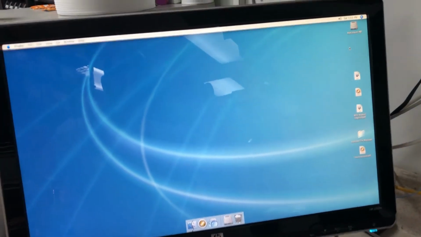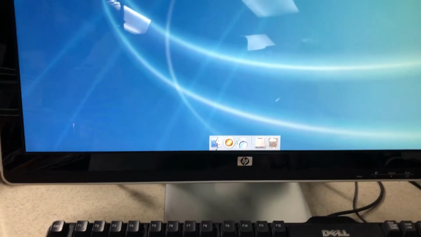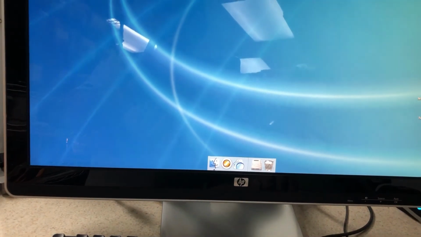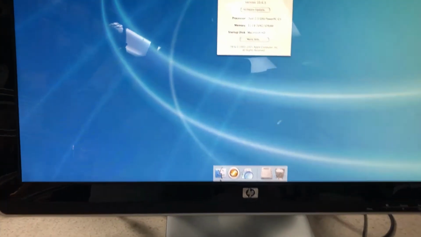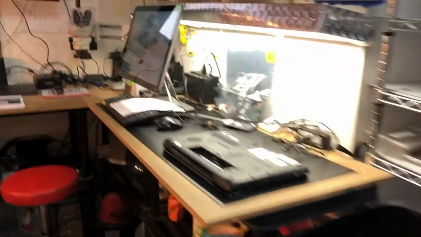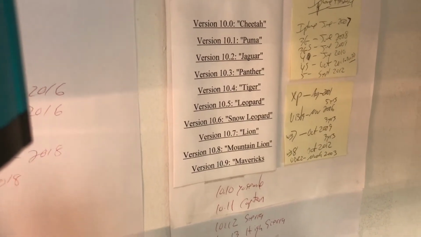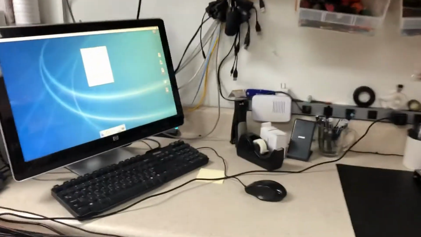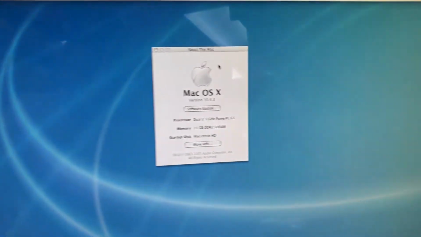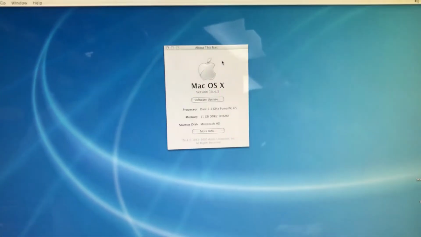So here we are with the G5 desktop. This is running, look at this OS, 10.4. I've got my little cheat sheet back here. 10.4, Tiger. Oh my god, not even Snow Leopard. But whatever it is, they're using it, they're happy with it. No internet, they don't even use it for the internet. The browsers probably are not going to work.